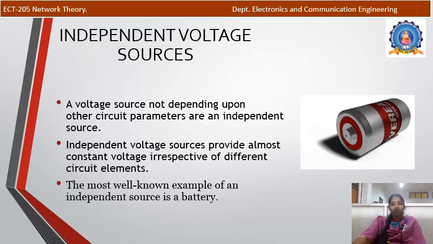Next is the independent voltage source. Already we discussed this. For example, it is a dry cell or a DC battery. Independent voltage sources provide almost constant voltage irrespective of different circuit elements. So whatever the load, the voltage provided by the source will be the same. That is the meaning of irrespective of different circuit elements. A battery is a well-known example of an independent source.